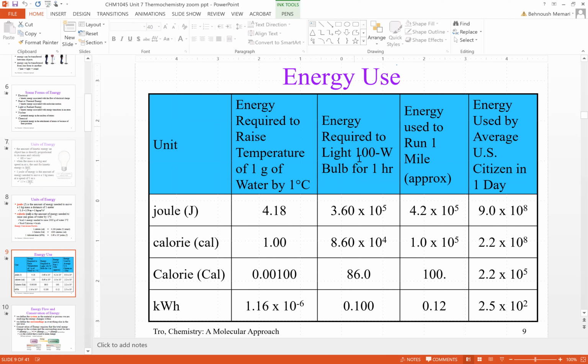It's the amount of energy required to light a 100-watt light bulb for 1 hour. That would be 3.6 times 10 to the 5 joules, which is 8.6 times 10 to the 4 calories, or 86 kilocalories, or 0.1 kilowatt hour. So just to make sure that you get a sense of how much heat is needed for different processes.